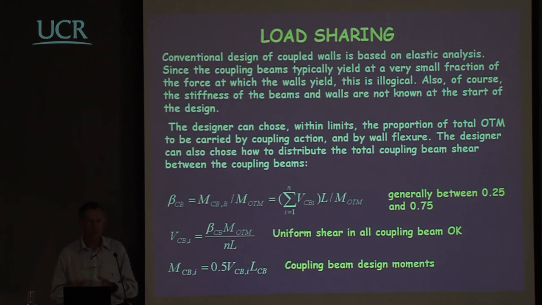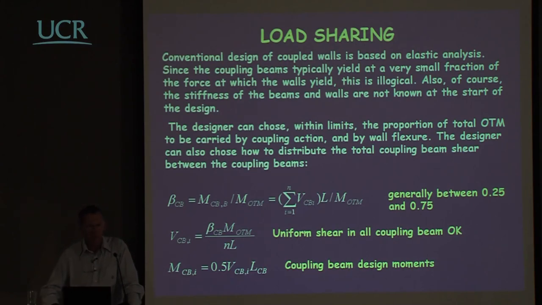So the walls are yielding very early. Sorry, the coupling beams are yielding very early. The walls are still elastic. You go a bit further and then the walls start to yield. You get something or other which an elastic stiffness-based analysis will not give you any good feel for what's happening itself. So on the basis of that, the designer can choose within limits, naturally, the proportion of the total overturning moment to be carried by coupling action and the percentage to be carried by wall flexure.